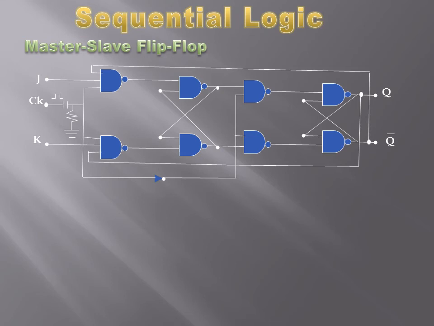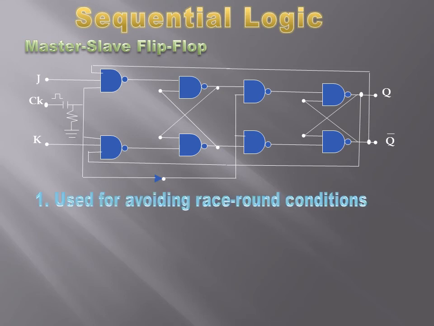So this sort of flip-flop is actually used for avoiding the race round condition. The race round condition is that both inputs J and K should not be equal to 1. That puts the flip-flop into an ambiguous state where determining whether the outputs are 0 or 1 is not possible. So they keep changing. To avoid that condition, we use this type of flip-flop.